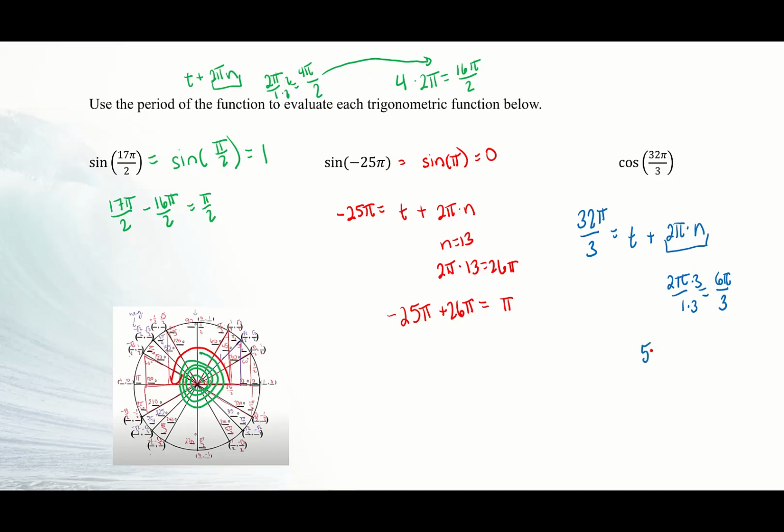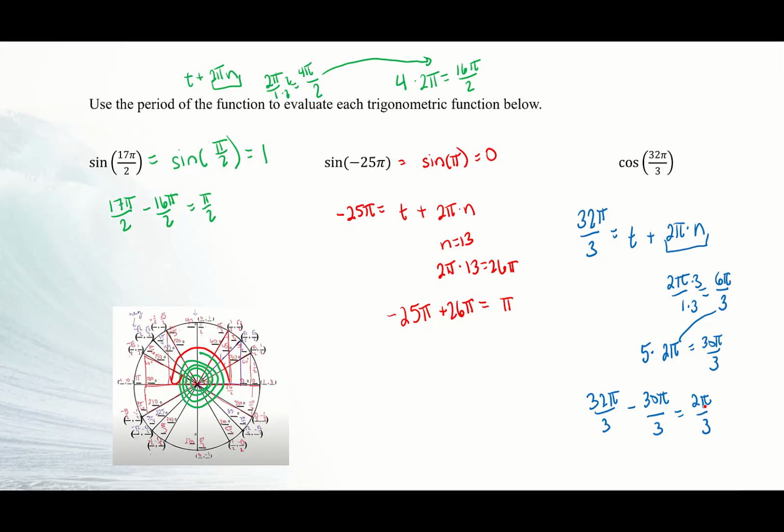So I want 5 of these 2 pi's, but remember I'm calling 2 pi 6 pi over 3. So 5 times 6 pi over 3 is 30 pi over 3. And again, that works out because 30 divided by 3 is 10 pi. And so I'm going to take that 30 pi over 3, and I'm going to subtract it from the given angle, and that gives me 2 pi over 3.